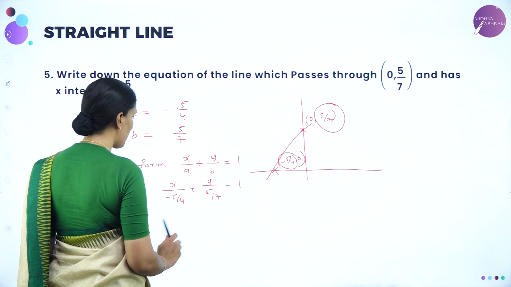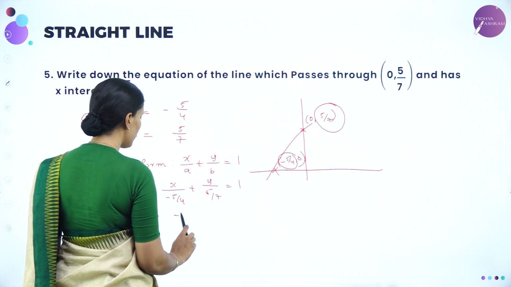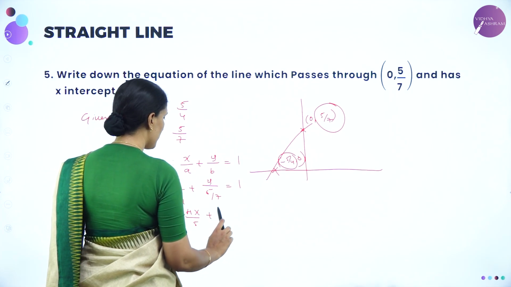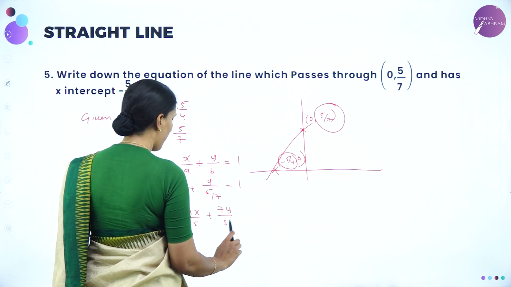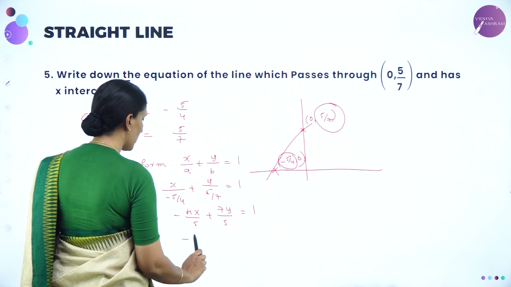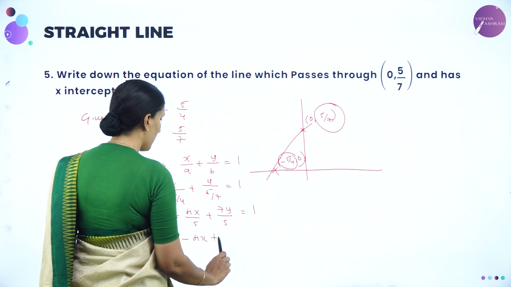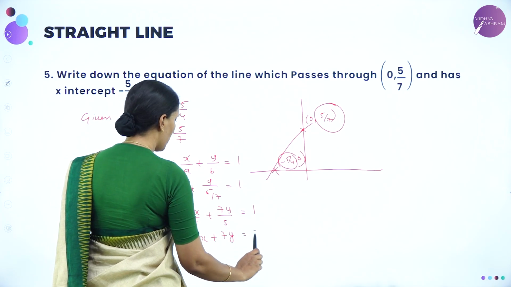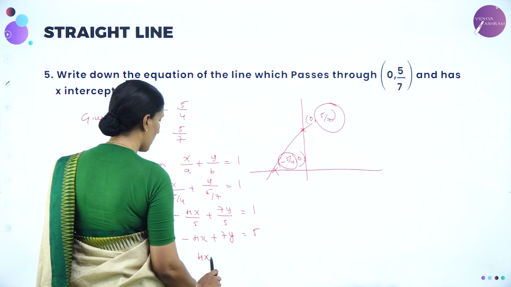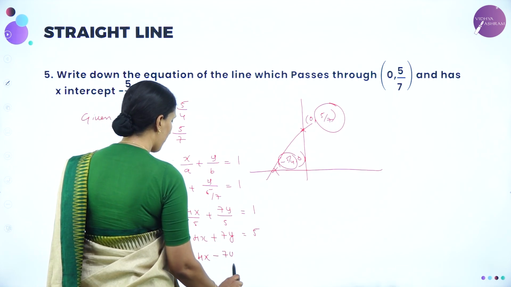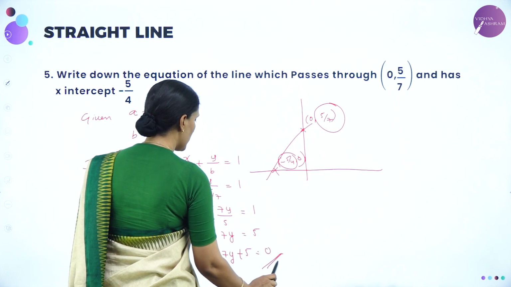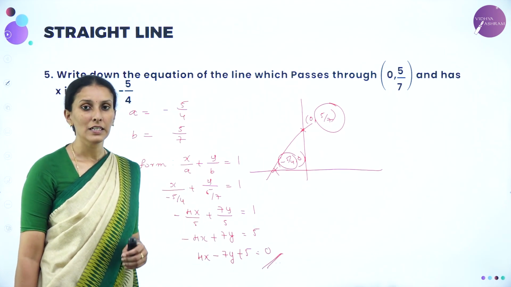So taking the reciprocal, we will get minus 4x by 5 plus 7y by 5 is equal to 1. Multiply 5 on both sides, we will get minus 4x plus 7y is equal to 5. Or we can rewrite this as 4x minus 7y plus 5 is equal to 0. So this is the required equation of the straight line.